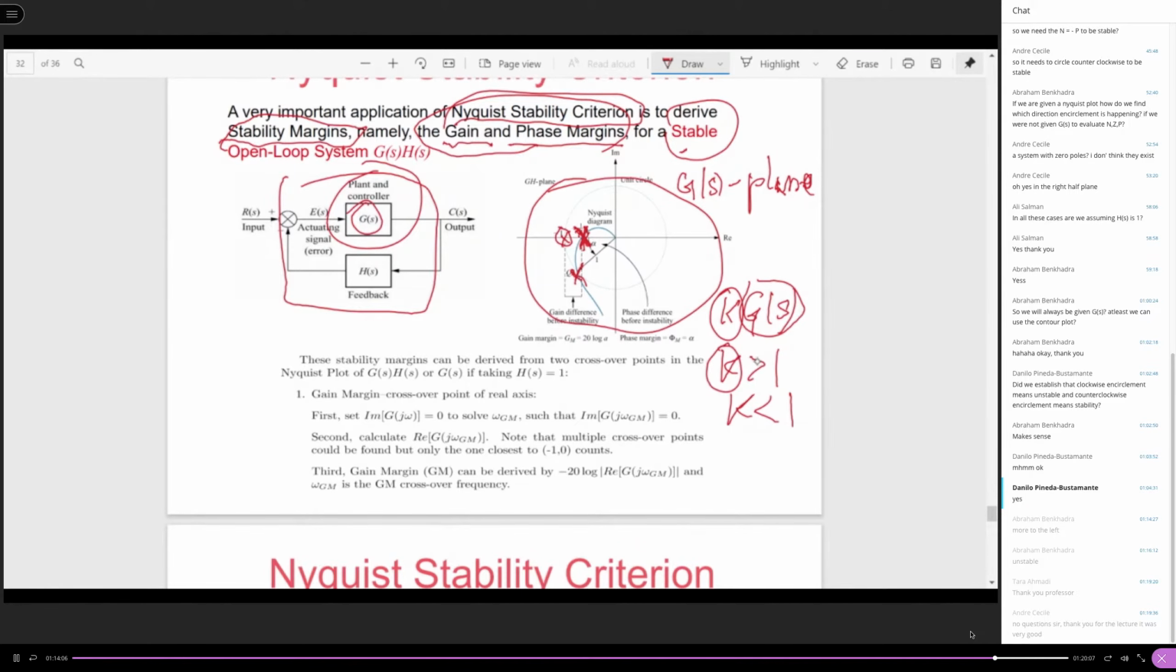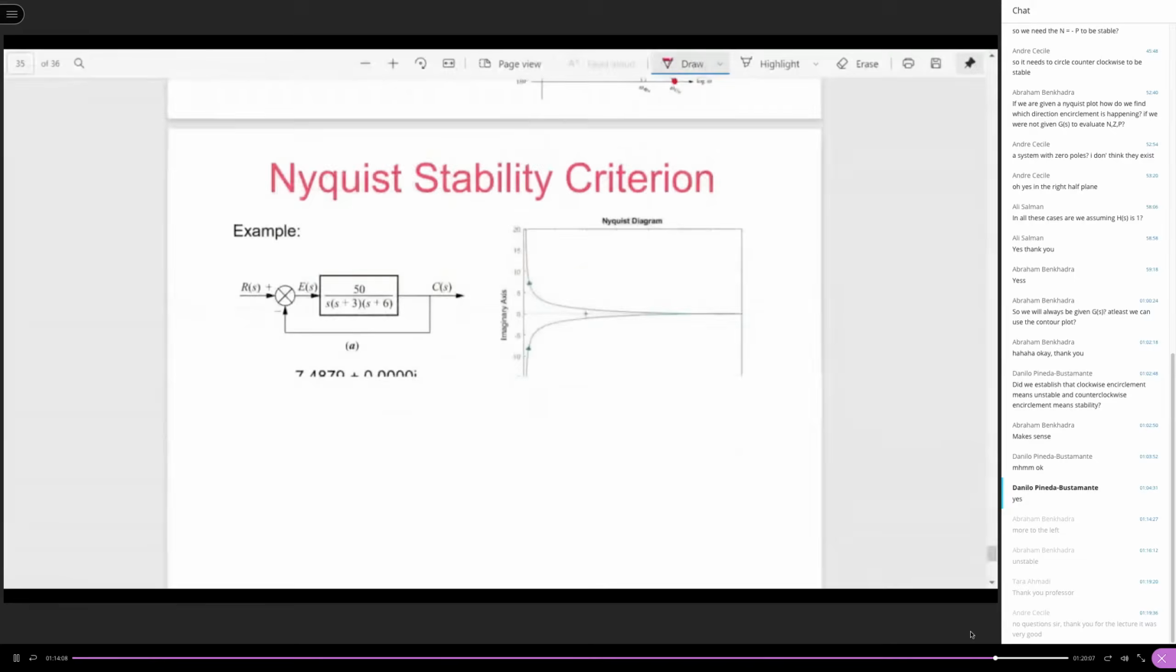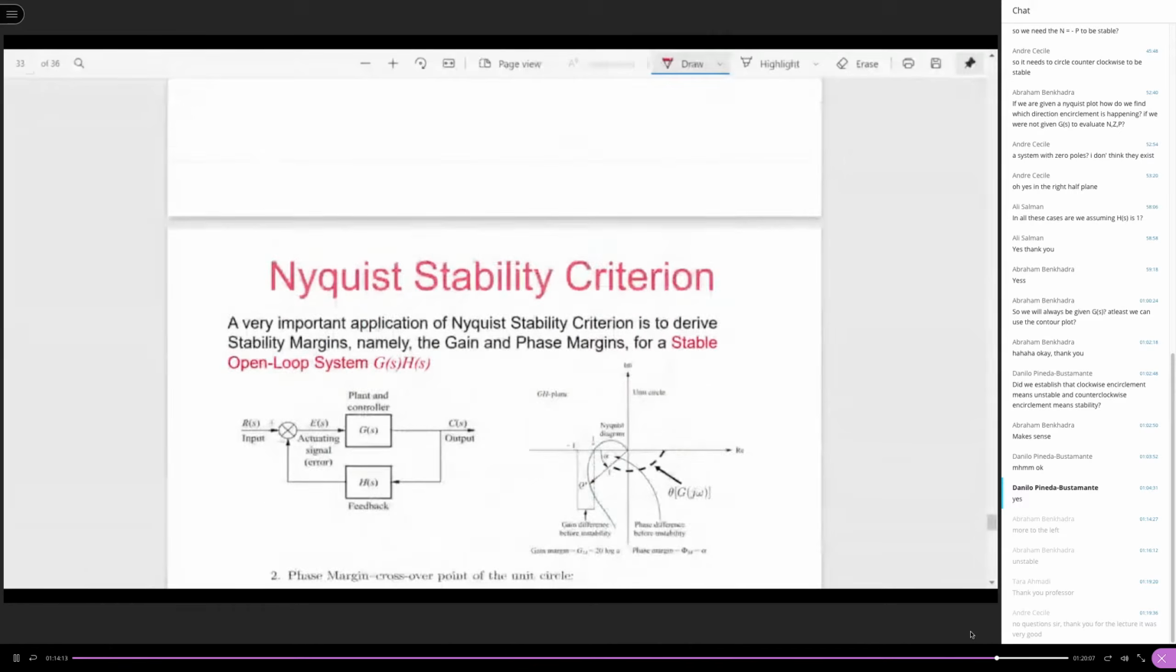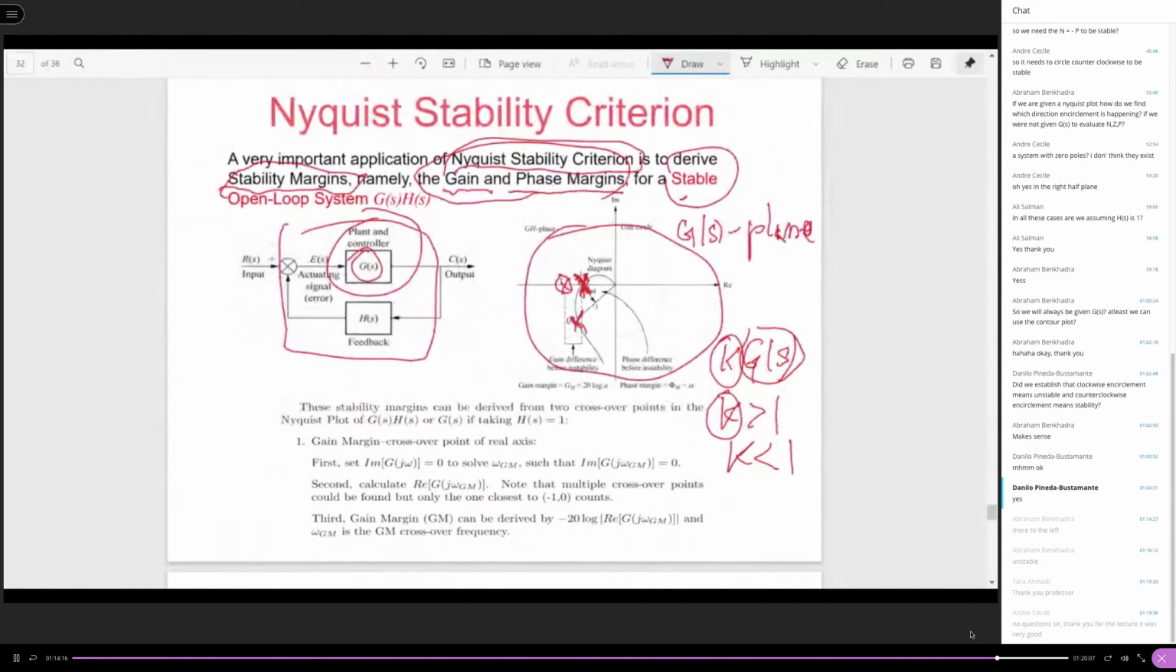When you apply a K larger than 1, what do you think this new crossover point for K G of S is going to be? If K is larger than 1, where is this point going to move? Can someone tell me? Yes, move to the left, right? Yeah, you see, very easy to figure out. Why move to the left? Because only the magnitude changes. Phase does not change.